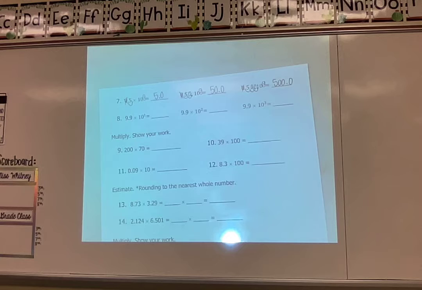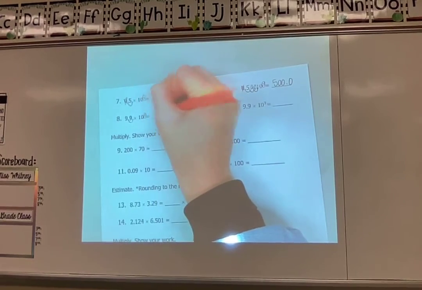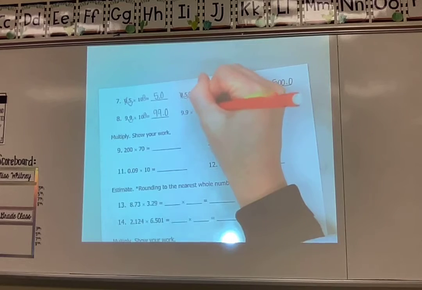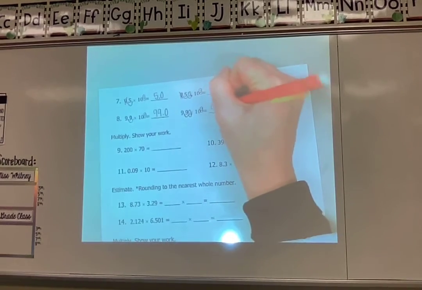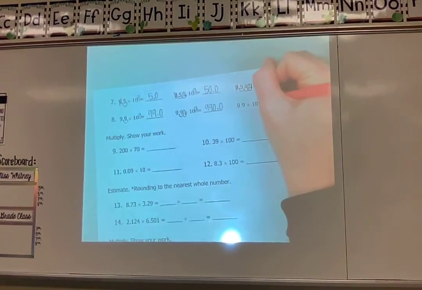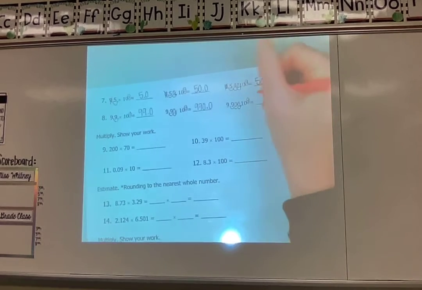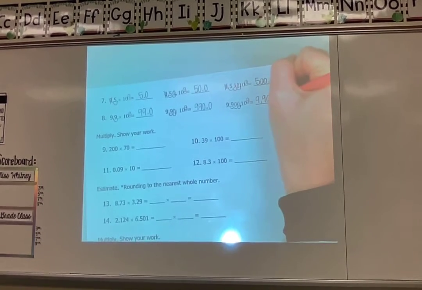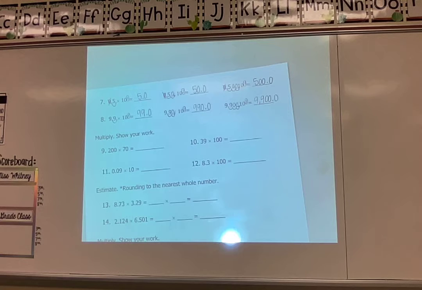All right, number 8, we have 9.9. So again, it's a decimal, which means that power of 10 is going to tell me how far to move my decimal. So here it's a 1, so I'm going to move it back 1 spot, which would look like 99.0. Here it's a 2, so I need to move it back 2 spots. Ooh, I have an empty loop, so fill it in with a 0, 990.0. And finally, I need to move it back 3 spots. 1, 2, 3. I have 2 empty loops. If I fill those in with zeros, I get 9,900.0. Okay. If it's a decimal, my power of 10 tells me how many spots to move my decimal back.